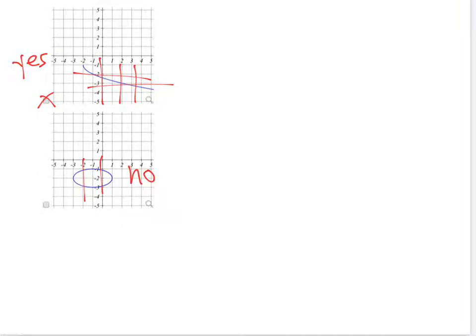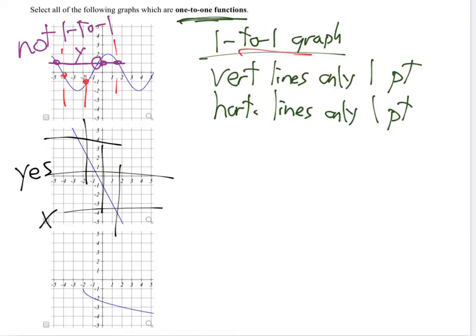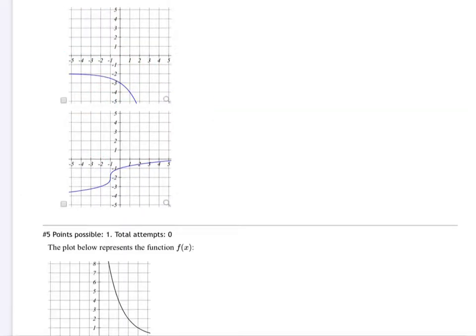Right? No way on that one. He fails both tests, doesn't he? Good? Pretty easy? Just vertical and horizontal line tests. Both tests for 1 to 1. All right. Oh, there's more. All right, how about this one?